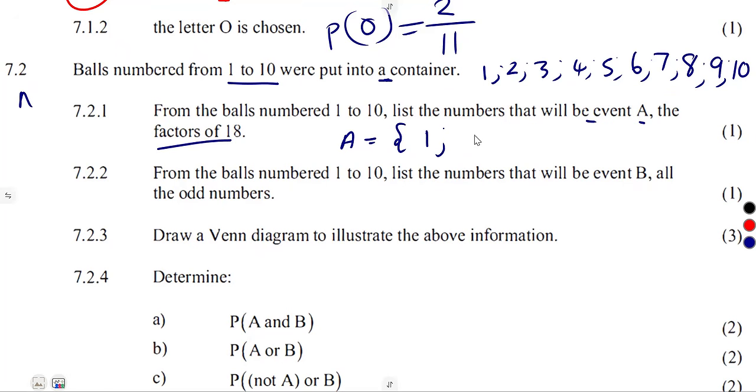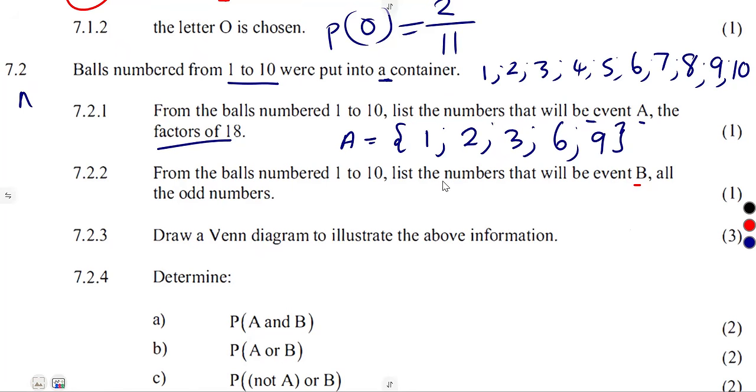1 is a factor of 18. 18 divided by 2, that's a 9, so 2 is a factor. 18 divided by 3, that's a 6, so 3 is a factor. 4, there is a remainder. 5, a remainder. 6, there is no remainder. 18 divided by 9, there is no remainder. Those are the elements representing A.